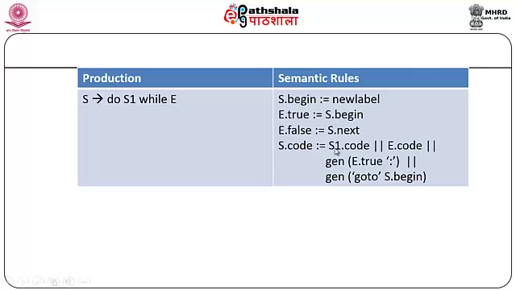So what I do here is, I generate code corresponding to S1, then I generate the code corresponding to E, and then I generate a label E dot true, which is nothing but going back to S dot begin. I skipped the new label for S dot begin, but I can actually do that also. It can be done either way. So generate E dot true, and then you generate go to S dot begin. This E dot false is equal to S dot next will take care of coming out of the loop if the expression is going to be false.